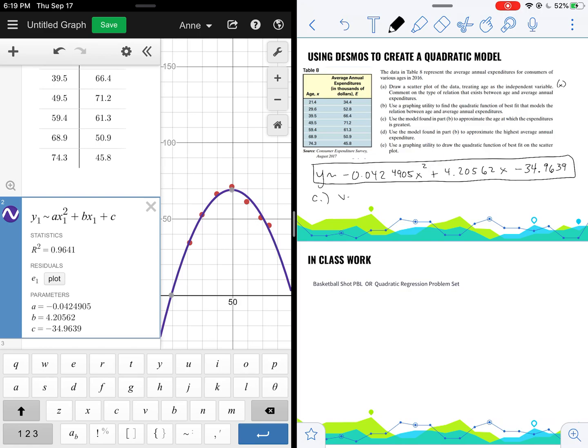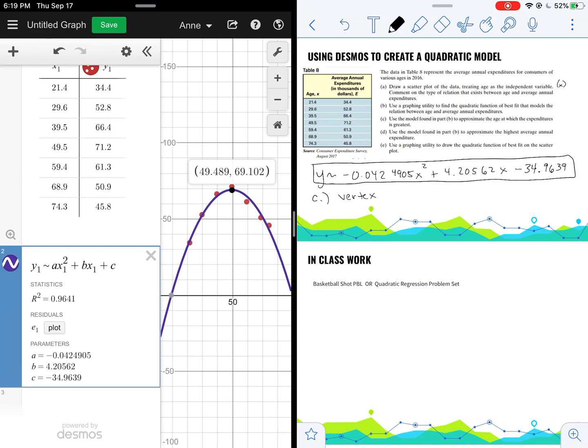Now we want to approximate the age at which the expenditures are the greatest. The expenditures are going to be the greatest at the vertex. If I pick that vertex on my parabola of best fit, the expenditures look to be greatest at about $69,000, and that occurs at about 49 years of age. Specifically, 49.489 years of age.